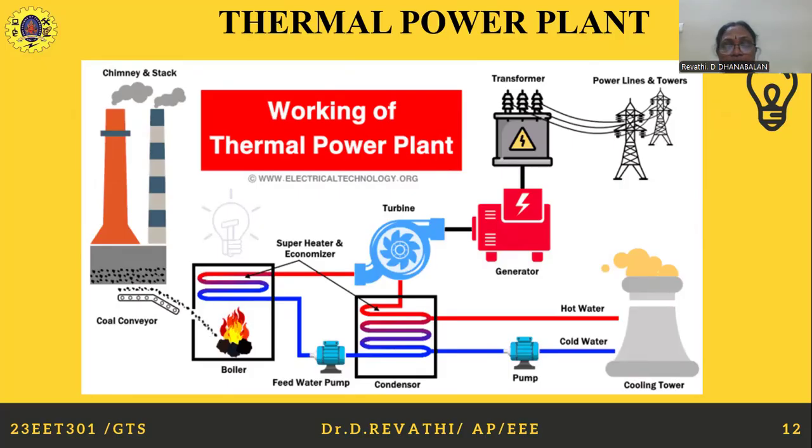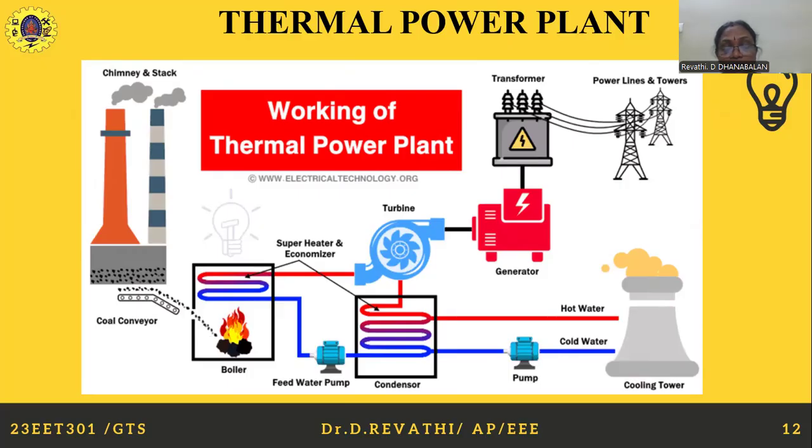The next one is the feed water pump. The feed water pump is used to pump water from the condenser back into the boiler, where it is heated and turned into steam. This is how the feed water pump is used in the thermal power plant.